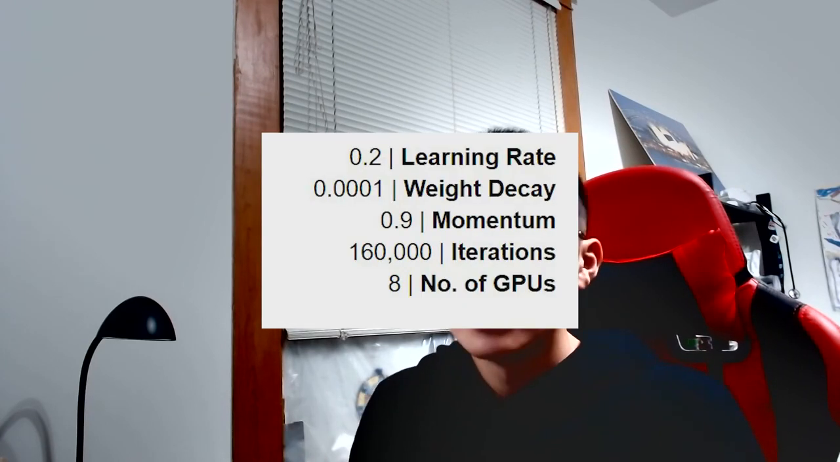When Facebook's AI research group created this model, they first resized the images to 800 pixels and trained it on 8 GPUs for 160,000 iterations. And if you're interested in the hyperparameters that they used for the model, here they are. And for me, after implementing this model and training it for 4 hours, this was my result.